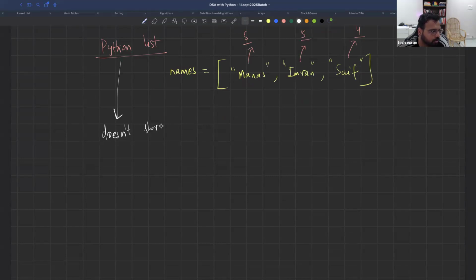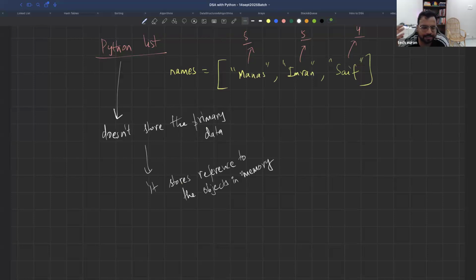store the data, the primary data. It stores a reference to the objects in memory.